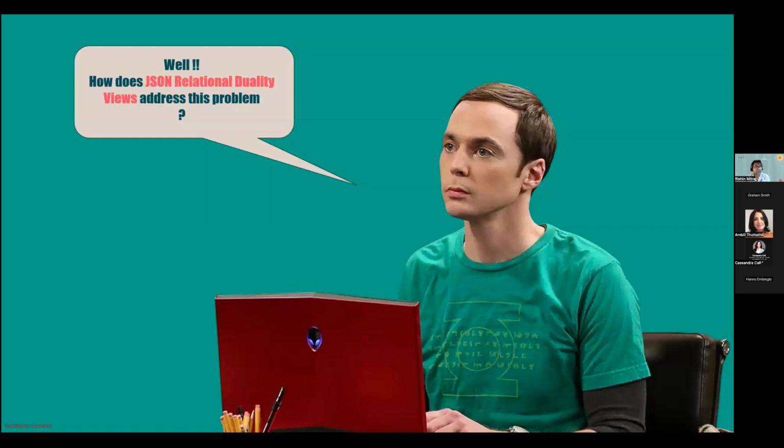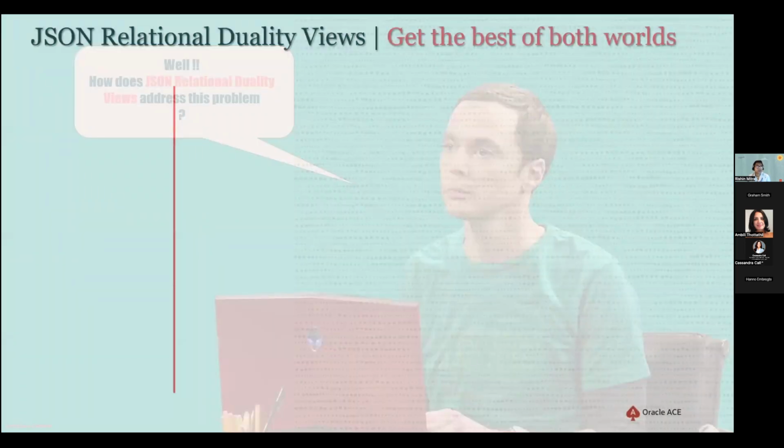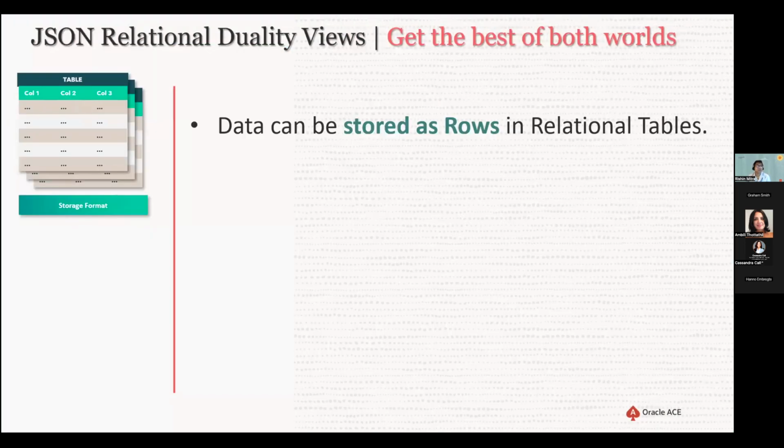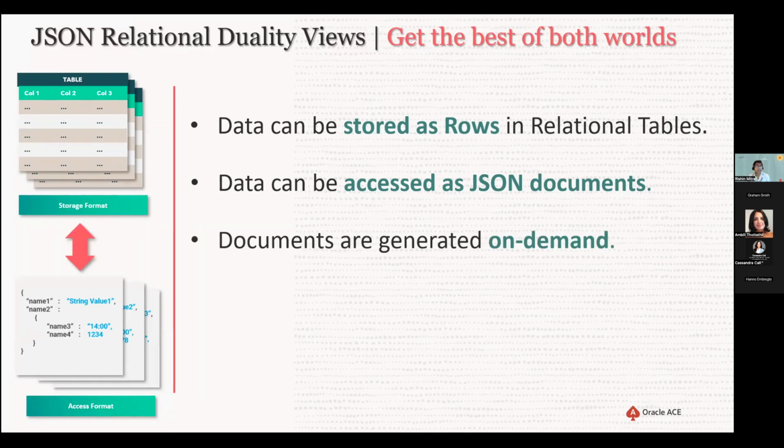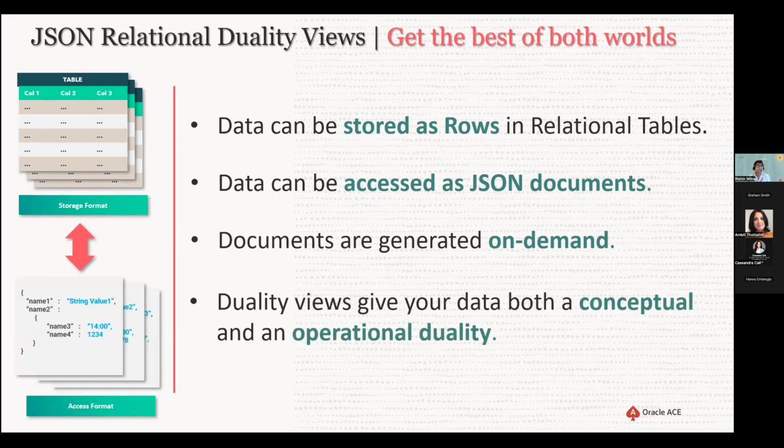So how do JSON relational duality views address these problems? With JSON relational duality views, you can store the data in relational tables. However, you can access the data in JSON documents. And these JSON documents can be generated on demand, so that you get the best of both worlds, as in you get both conceptual and operational duality. Right. So Sheldon now finds this interesting. So how do we create JSON relational duality views?